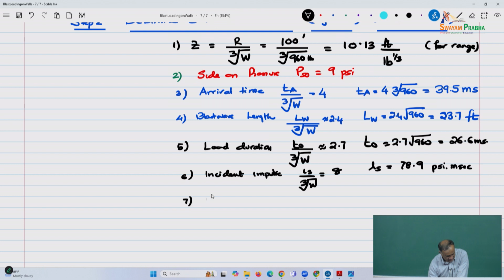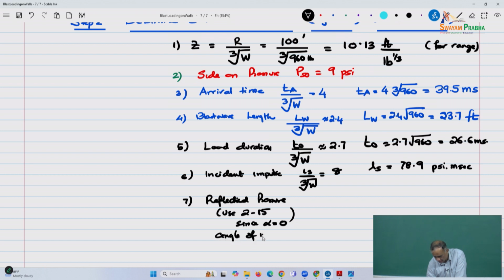And finally, the reflected pressure. I can use the reflected pressure, use 2-15, since the angle of incidence alpha is 0. Otherwise, use the chart that you have. And so you have PR is 25 psi.